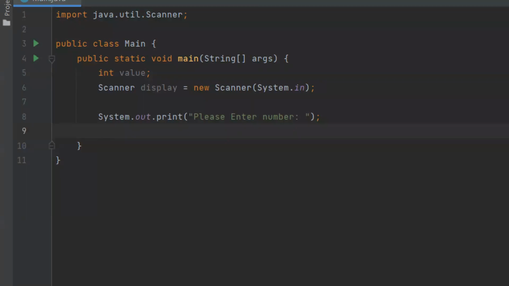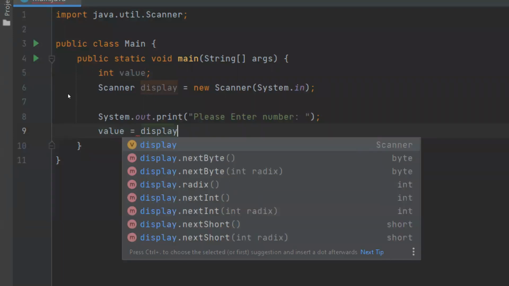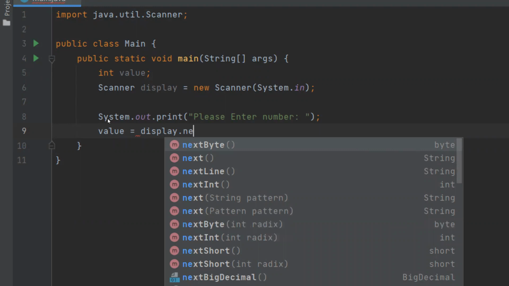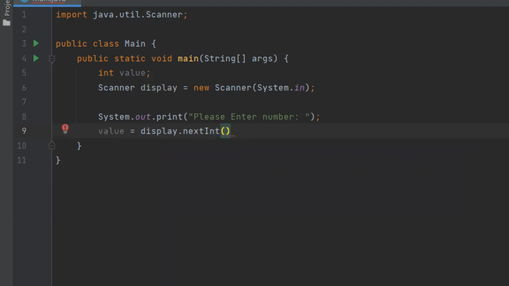Now, once I write please enter number, the next logical step is the person to enter the number. That means I have to create a space where I can receive the number that he or she is going to enter. Remember, the Scanner class, which we are calling display, is going to help us get information from our screen. So the moment I type display dot, the next thing I have to type is what? Int. Why? Because I'm telling the computer that when you go to the display, go and bring me the next integer.